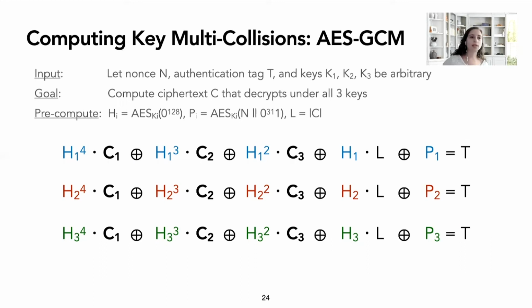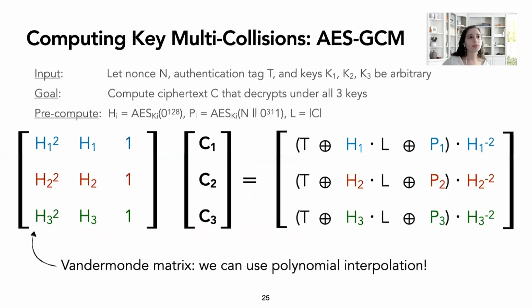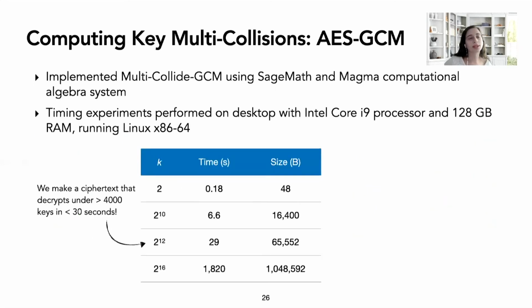We then set up the system by computing the GHASH tag for each key in the typical way. We can then simplify this to get the resulting system of equations shown here. Notice that the left-hand coefficient matrix is a Vandermonde matrix. This means we can use a more efficient technique for solving called polynomial interpolation. We implemented this algorithm using SageMath and Magma and performed timing experiments on a Linux desktop. The results are shown in the table here.